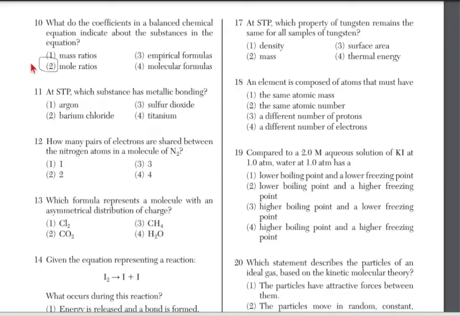At STP, which substance has metallic bonding? 1 can be eliminated because remember argon is Ar on the periodic table in group 18, making it a noble gas. 2 can also be eliminated because chlorine is left of the staircase on the periodic table, making barium chloride a nonmetal. Sulfur dioxide, oxygen, is a nonmetal since it's also left of the staircase. This means that titanium is a metal, so it has metallic bonding.